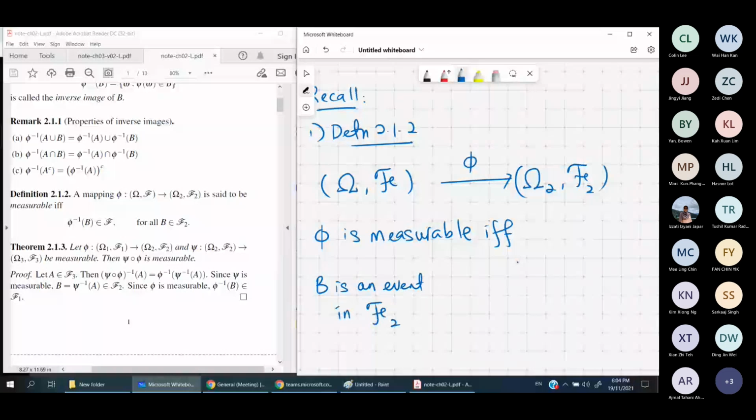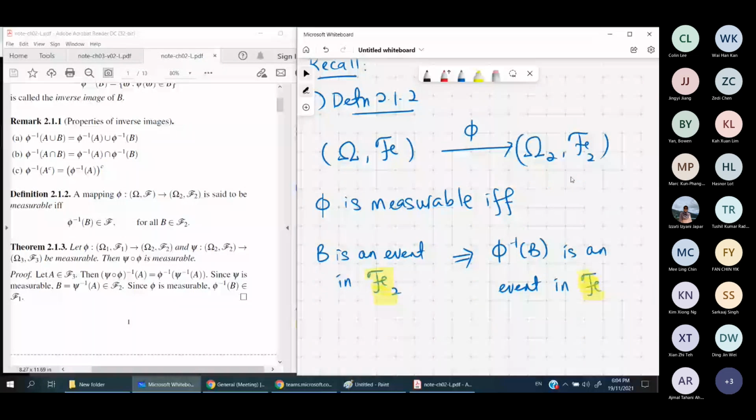Whenever B is an event in F2, then the pullback or the inverse image phi inverse B is an event in F1. So it's from F2 and go back to F by using the reverse process. So this is a more general case. In particular, when we take this to be R and this will be our Borel sigma field, it turns out to be the so-called random variable.